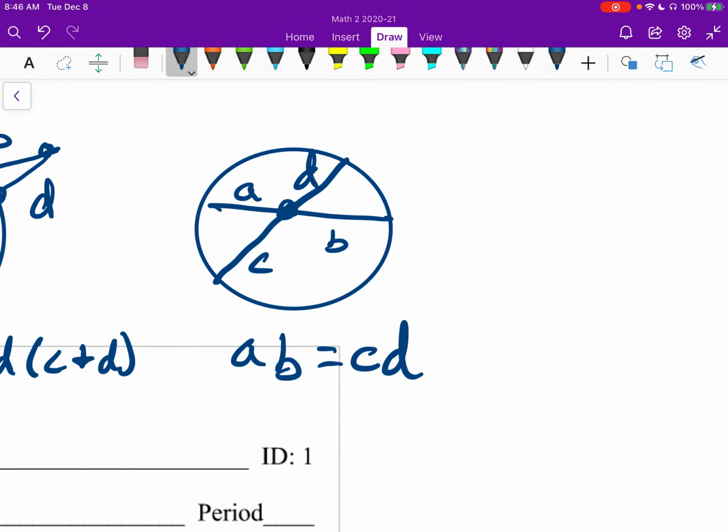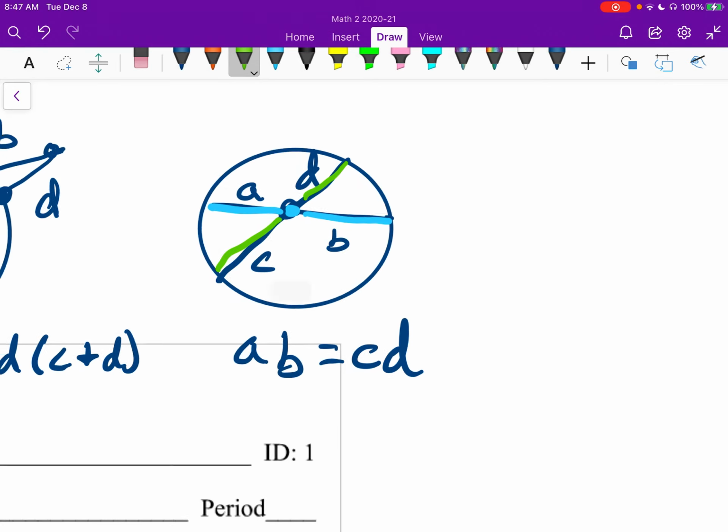If we have two chords that intersect, then where they cut, each piece multiplied together are equal. So AB equals CD, right? We're talking about the chunks of the same chord multiplied together. A and B go to the same chord, and then C and D go to the same chord. So there's one formula for us.